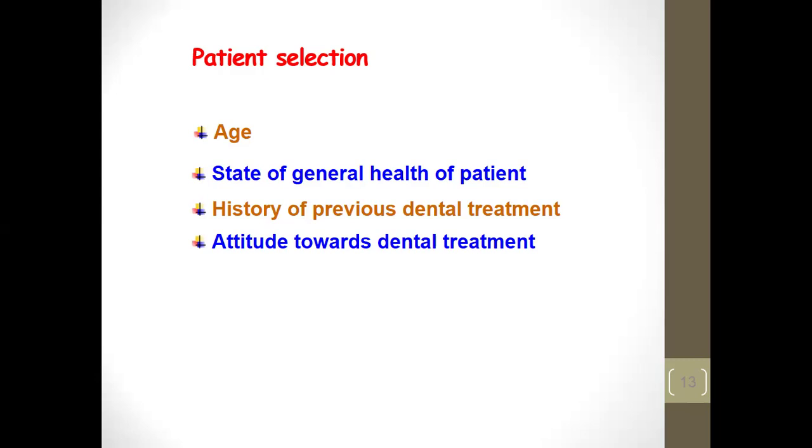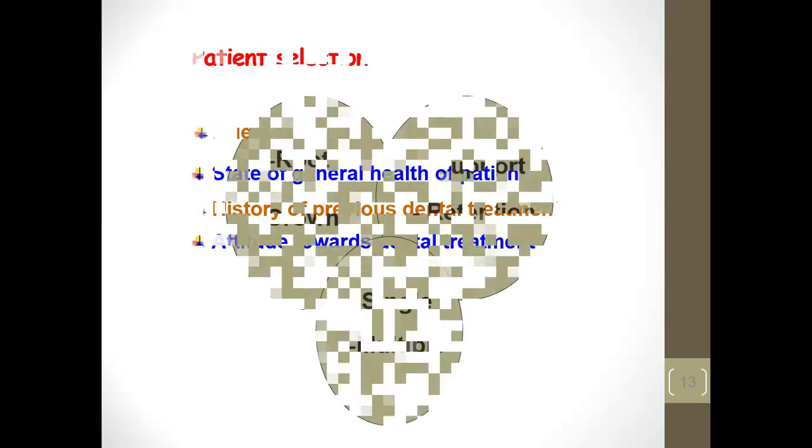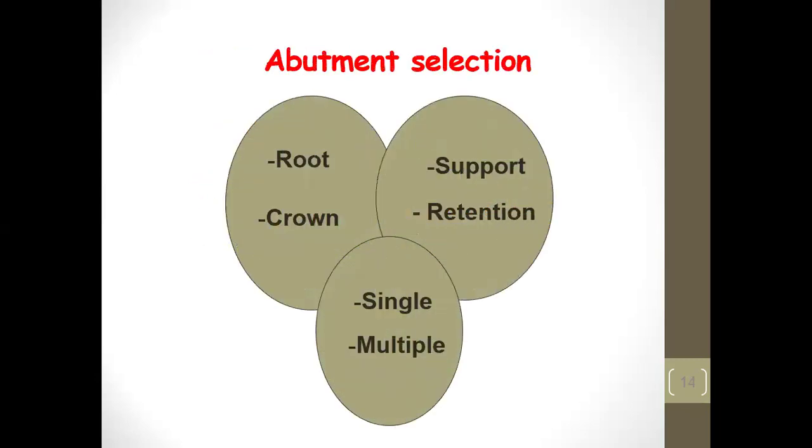All these point towards one thing, that is the cooperation of the patient towards maintaining these abutments for overdenture treatment. So the next question, when so much emphasis is on the abutment selection, how do we do the abutment selection? The primary criterion is a proper crown to root ratio. Next is how good the abutment can offer retention and support. And the third criterion would be whether you want to go for a single or multiple.